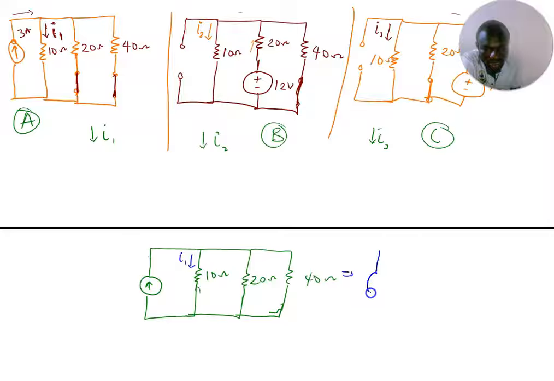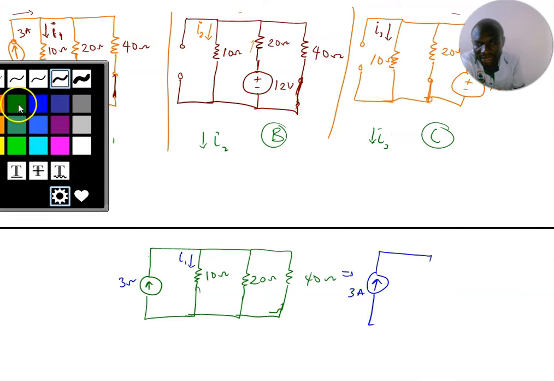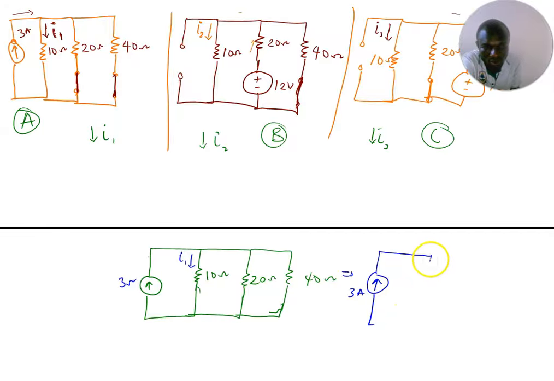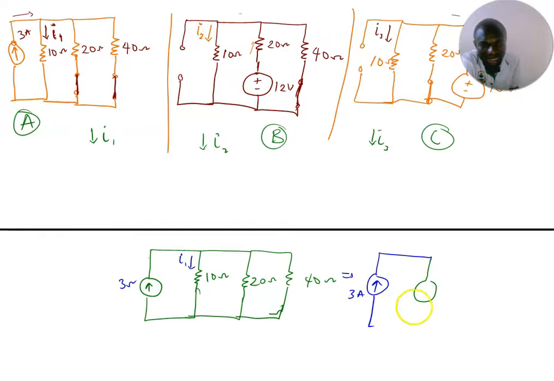So you see, with this, I can further reduce the circuit. How do I do that? This is 3 amps, sorry. So I have 3 amps moving upwards. Then I have my 10 ohm resistor. Since that's the current I'm focusing on, I don't make any changes to it. So I have my 10 ohm resistor here.